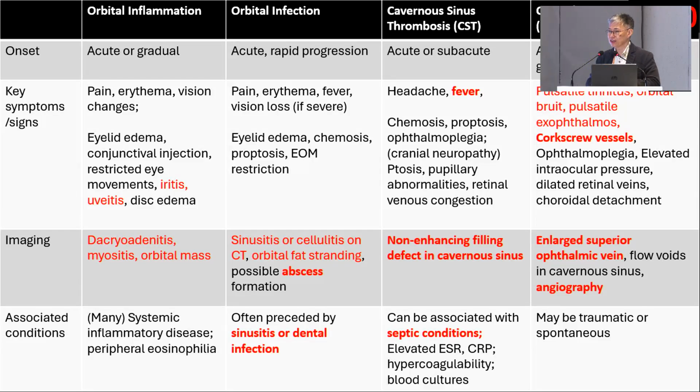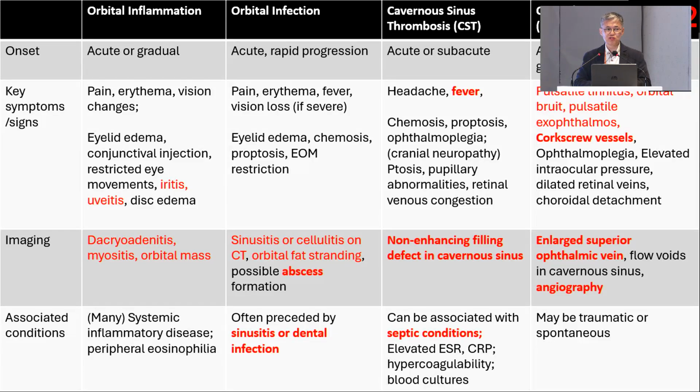A dacryoadenitis is typically found in the context of an inflammation. A mass may also signify that. But in an orbital infection, look at the sinuses as well to see if they are involved. And look at the subperiosteal layer for subperiosteal abscesses.